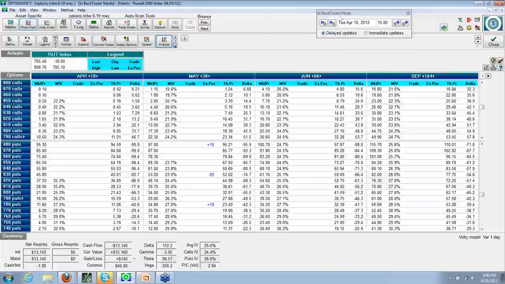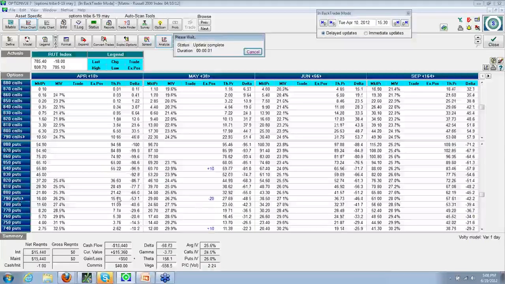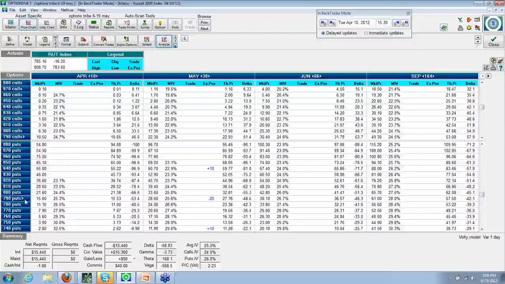So we're going to come in here, and if I move this forward a half an hour, you'll notice we'll jump from 830 down to our short strikes at 790. And this is our new position here.